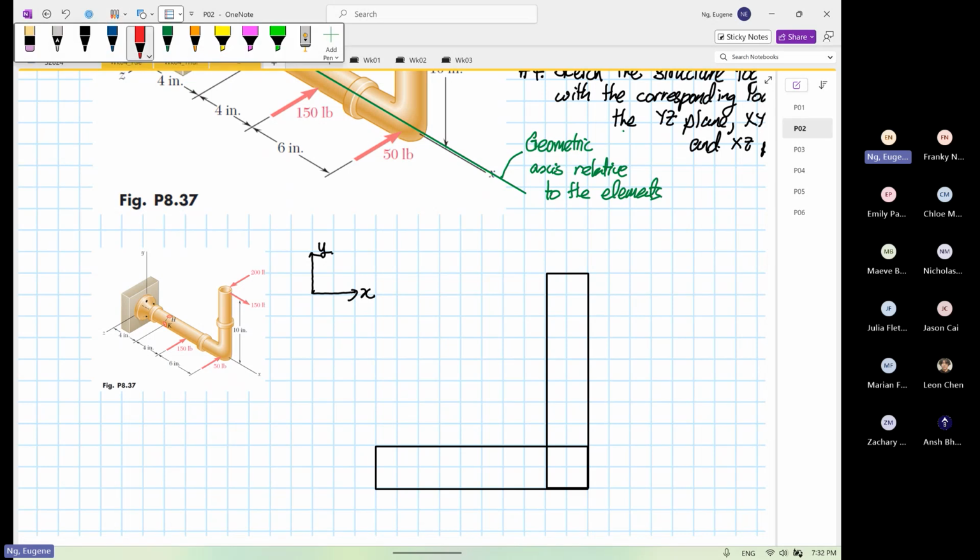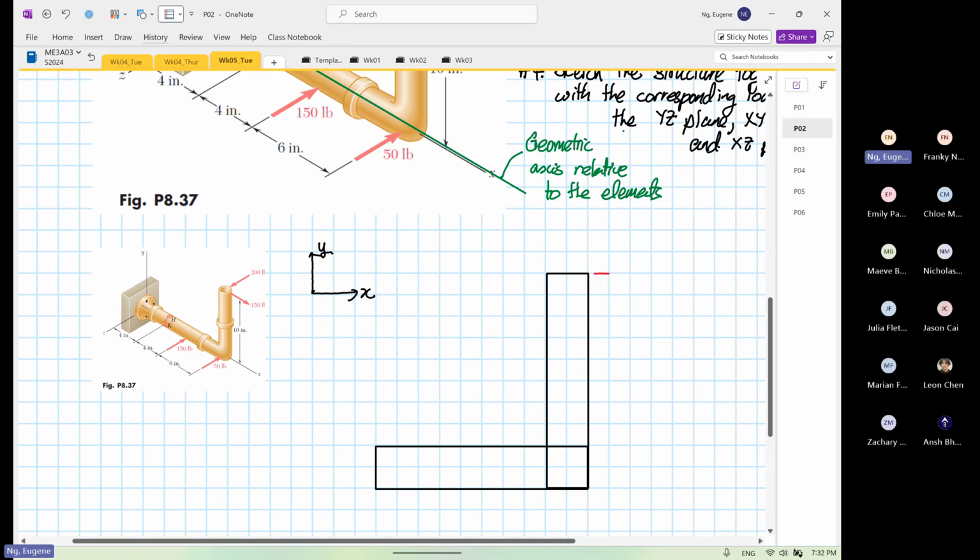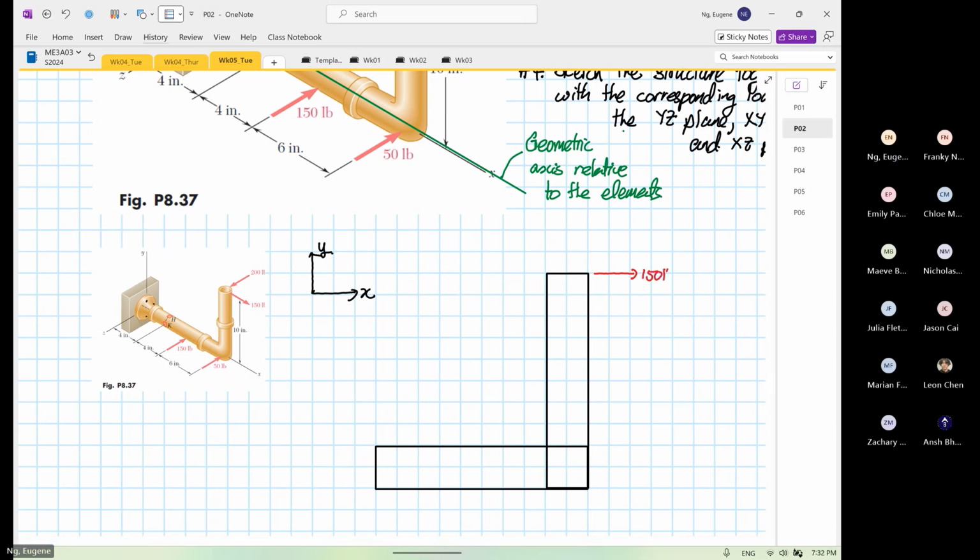Okay, you sketch your forces. So I have a force over here going at 150 pounds. I have a force coming in this direction at 200 pounds. I have a load over here pushing at 50 pounds. And then I have another load over here pushing at 150 pounds.